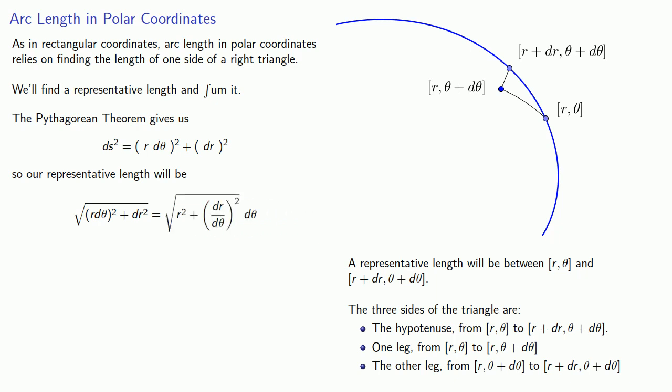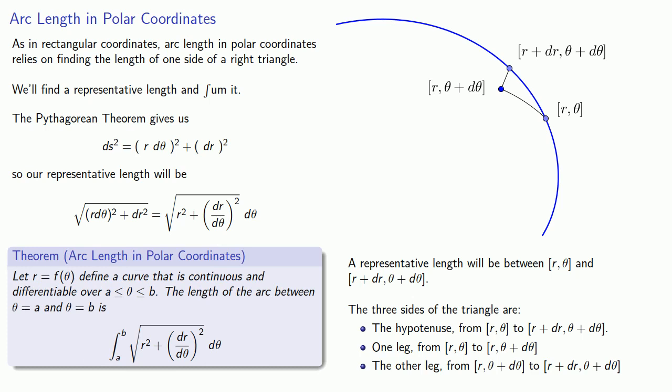And this leads us to the following theorem. Let r equals f of theta define a curve that is continuous and differentiable over some interval. The length of the arc between theta equals a and theta equals b is going to be given by the definite integral from a to b of the square root of r squared plus the square of dr d theta, d theta.